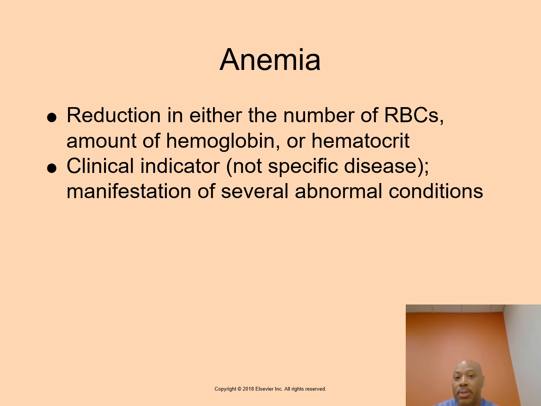For example, with sickle cell disease, a patient can become anemic. Anemia is not the disease itself. Anemia just came about because of the disease sickle cell. But they are manifestations. Anemia is a manifestation of several abnormal conditions.